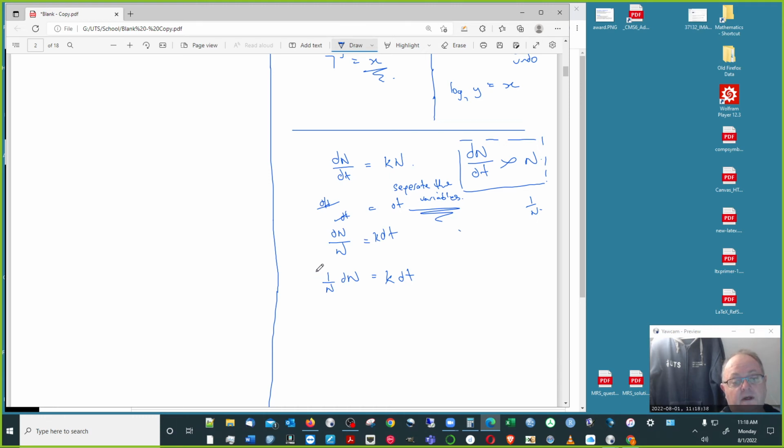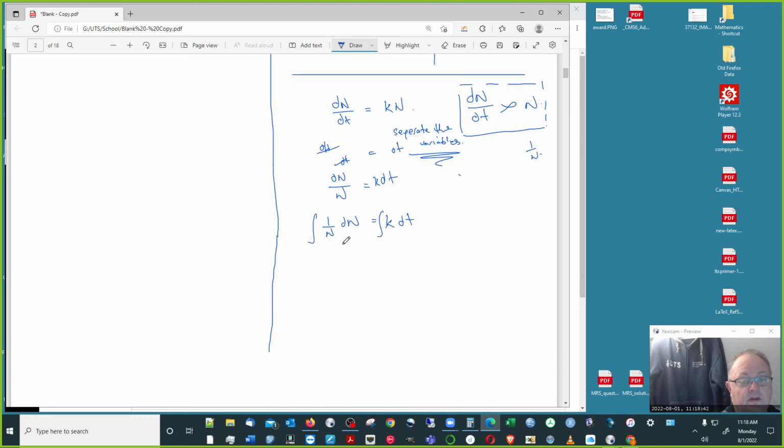So if I integrate these, now I don't care if you know how to do the integration, because the results of the integration we'll go over later. If you don't know how to do that now, that's okay. But the 1 over n, if we integrate 1 over n, what's that going to be?